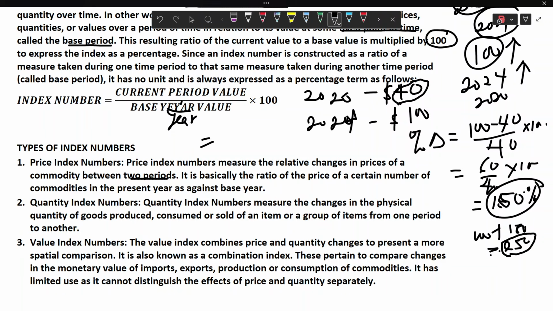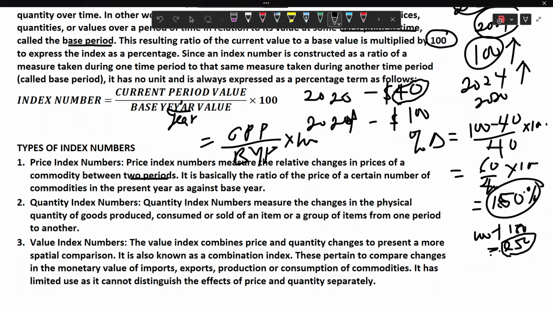So if you are being asked to find the price index between two periods, the price index is basically the current period price divided by the base year price times 100. We are going to explore more to find the sample price, the sample quantity, and the sample value. Then when it comes to the quantity index, as the price index dealt with prices, for quantity we are dealing with quantities.